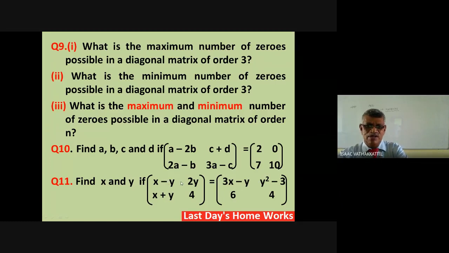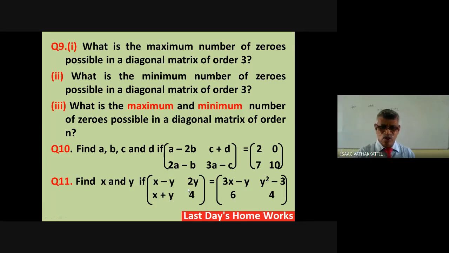Well, there are equations. 4 equal to 4, there is no equation. x minus y equal to 3x minus y. 2y equal to y squared minus 3. x plus y equal to 6. Look at the first equation, x minus y equal to 3x minus y. Minus y and minus y cancel. x equal to 3x. That means 2x equal to 0, or x equal to 0.